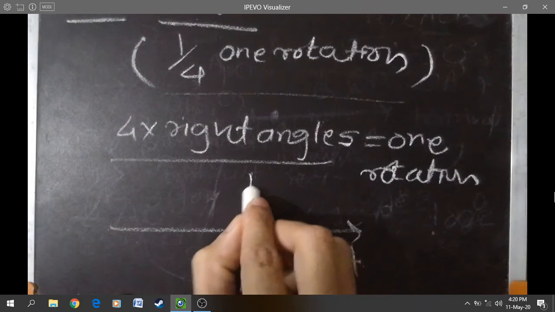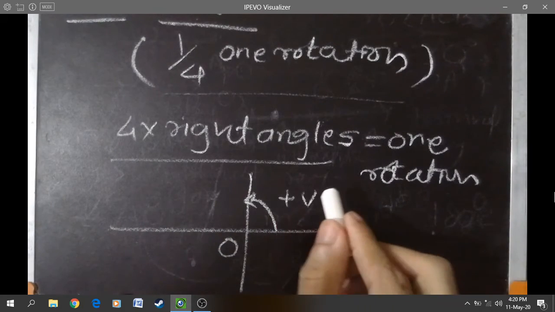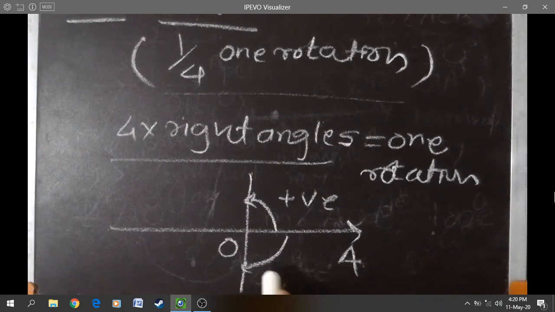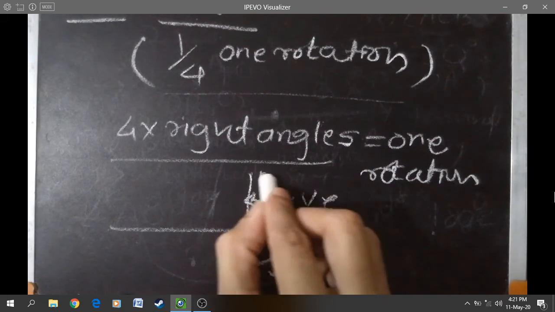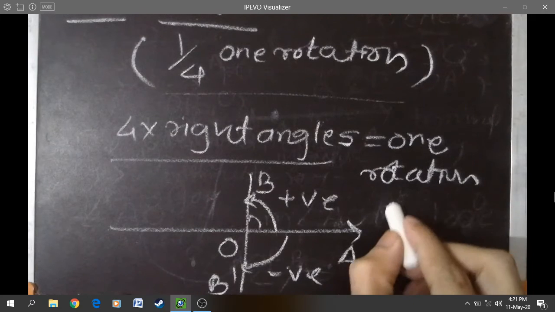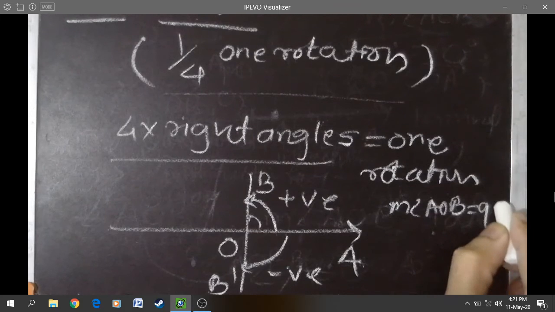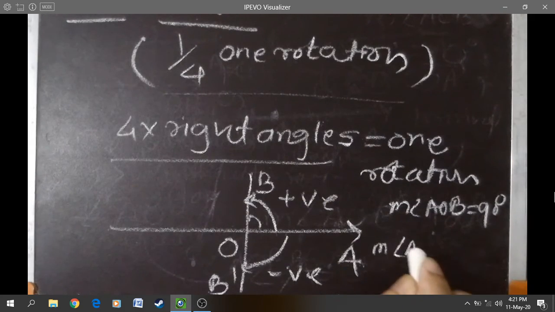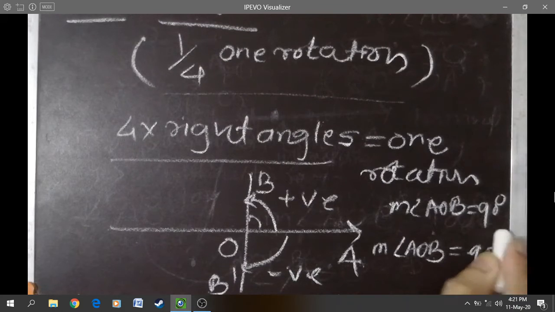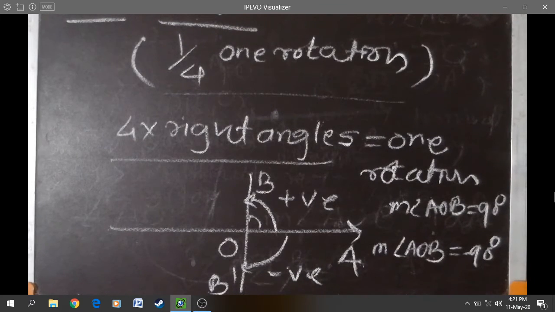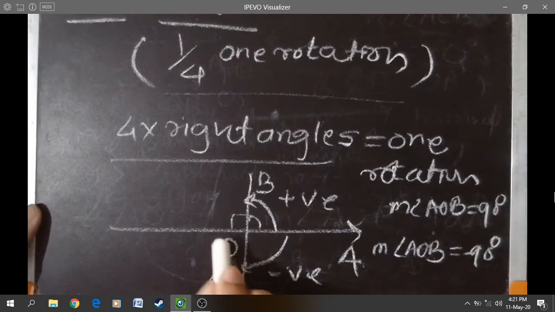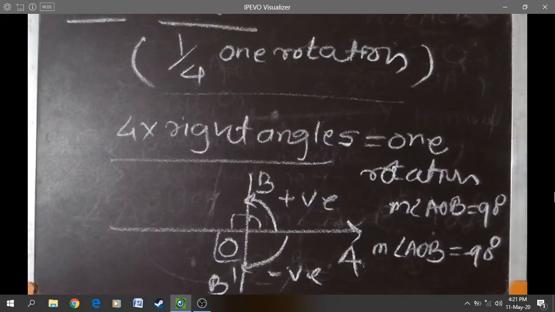You can go either here, which will be the positive, right? And this will be the negative, B or B dash. So the measurement of angle AOB is 90 degrees, and the measurement of angle AOB is also minus 90 degrees. Minus, because it is clockwise, right? Four right angles, these two right angles and this one, make the whole rotation. Okay, the right angle was easy.